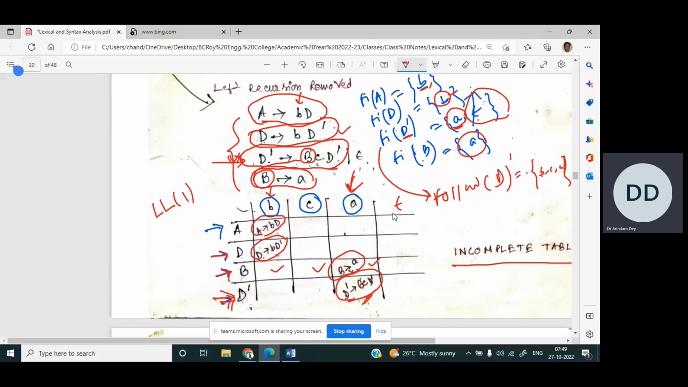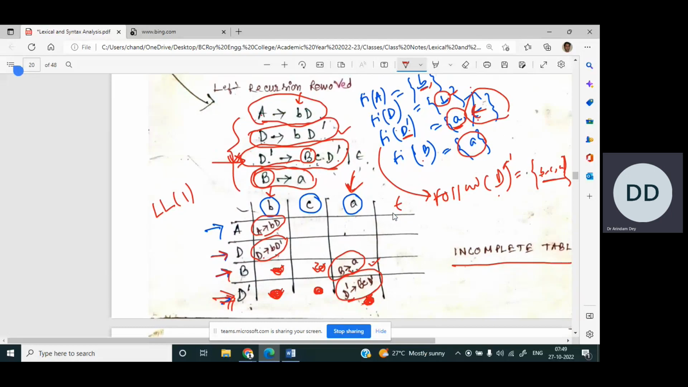If that is the case, try to understand and also remember the ideology: as epsilon is being generated by D dash, we are finding the follow of D dash. Now if the follow of D dash contains these three variables B, C and A, we have to enter some entry over here corresponding to B. Okay, now for D dash, not for B, for D dash we have to mark some entry over here, one entry over here, one entry over here, and another entry over here.